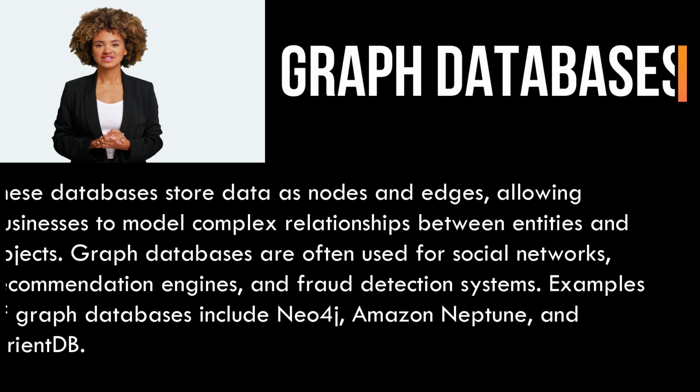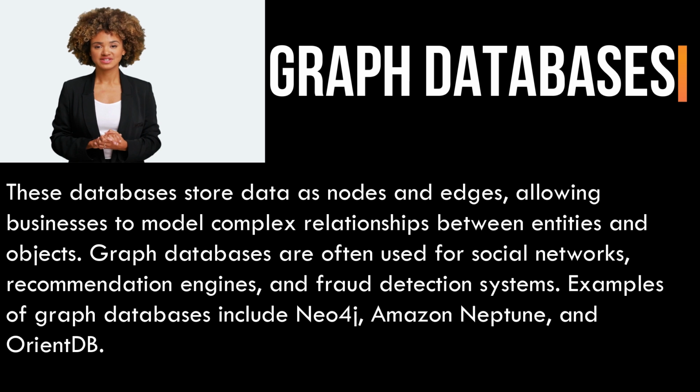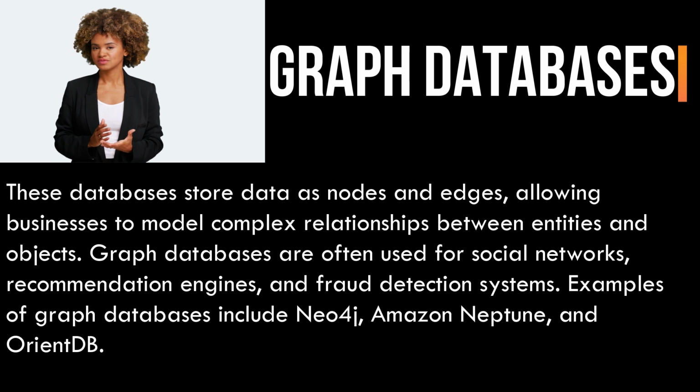4. Graph databases. These databases store data as nodes and edges, allowing businesses to model complex relationships between entities and objects. Graph databases are often used for social networks, recommendation engines, and fraud detection systems. Examples of graph databases include Neo4j, Amazon Neptune, and OrientDB.